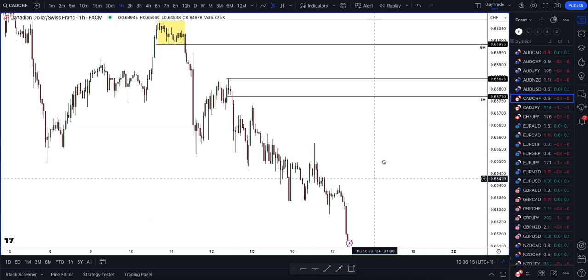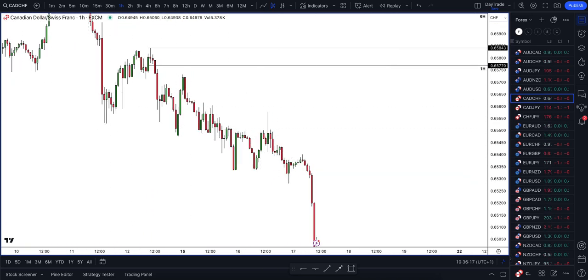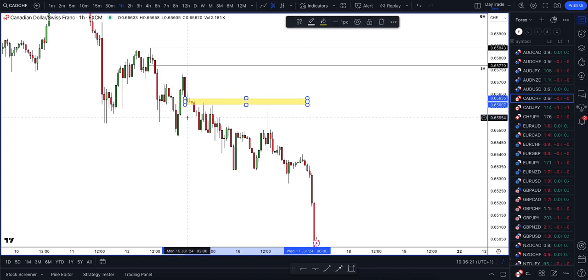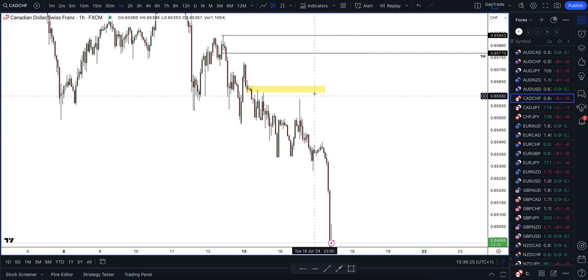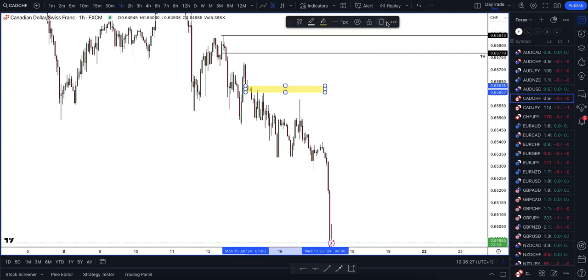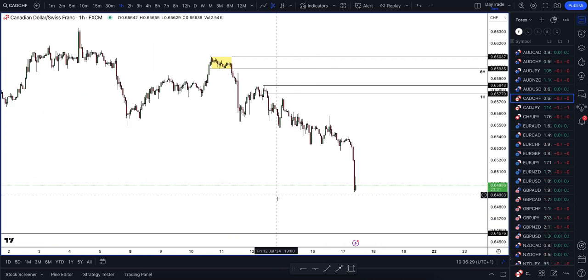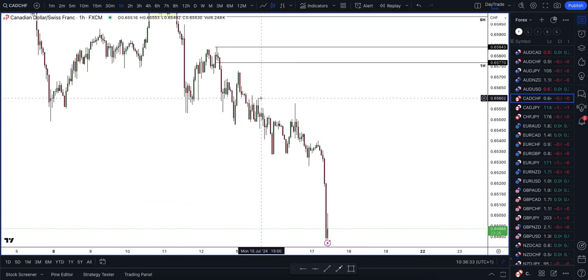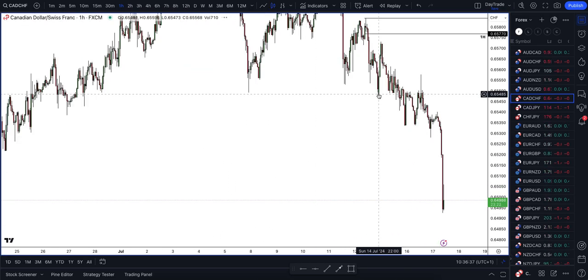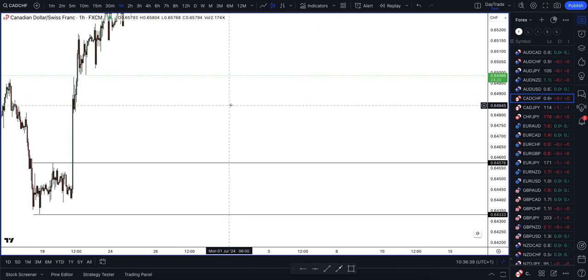reacted really well from the supply zone that we had from Monday. Wicked in nicely and sank like a stone, which is really good. I didn't actually get in that trade because we were slightly late. In hindsight, maybe should have put another sell order up here if we did come up in return, as it did sink quite nicely. I think that was a 5R actually, so if anyone got in, well done.